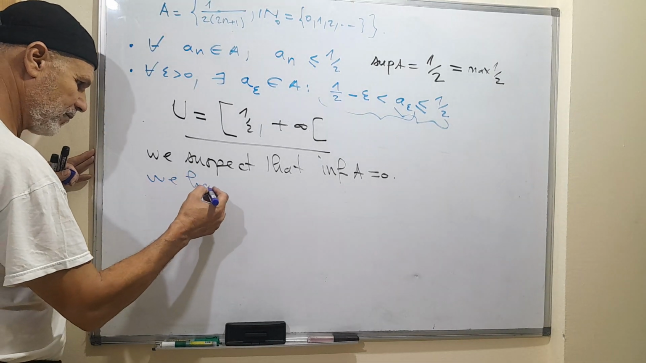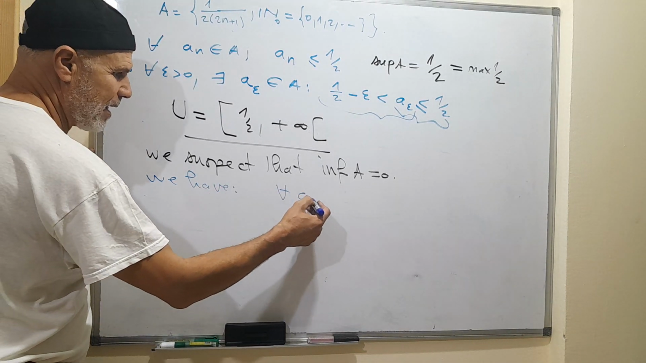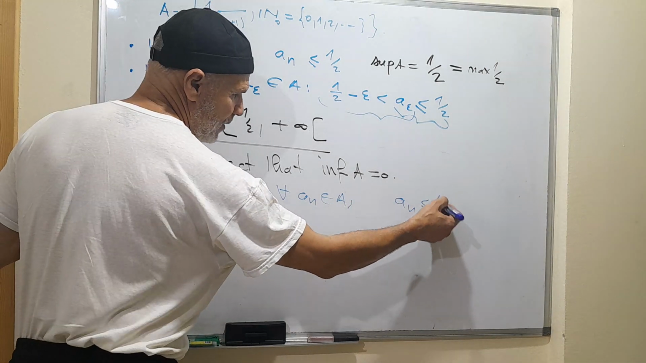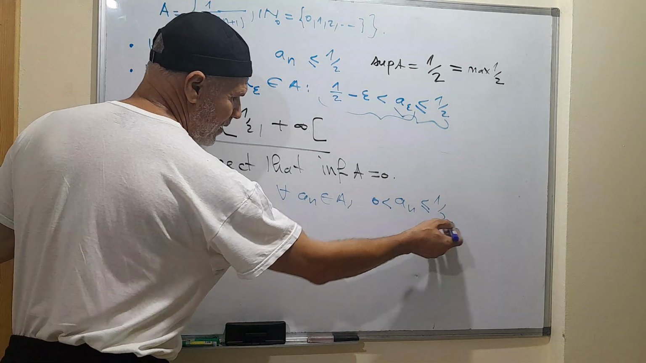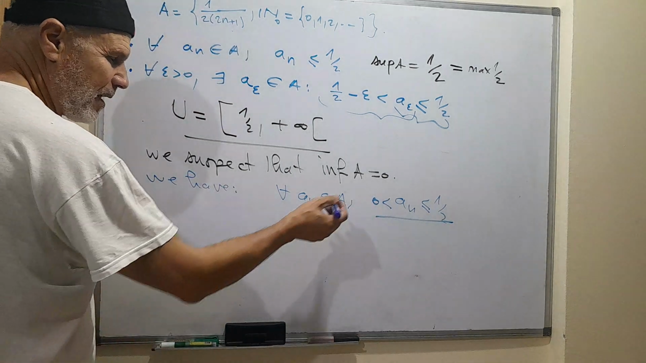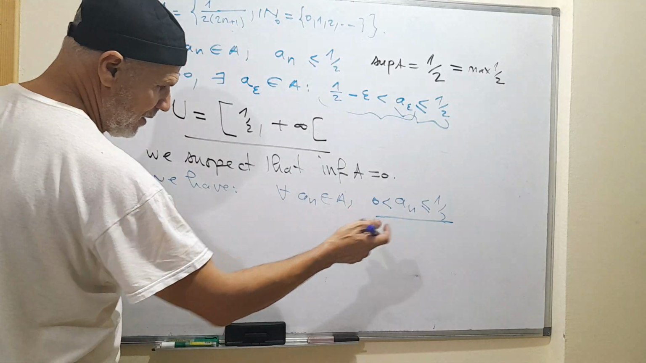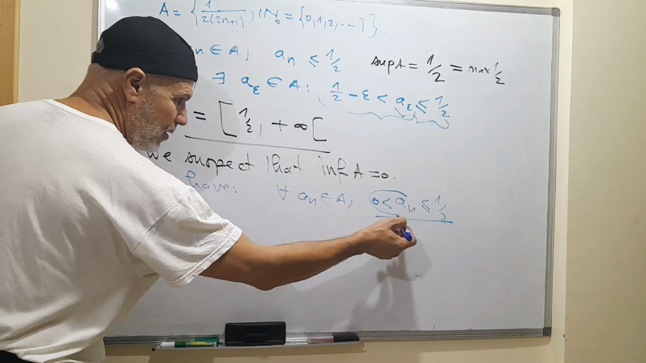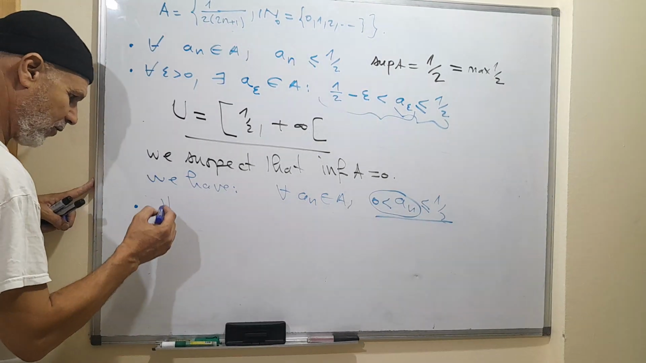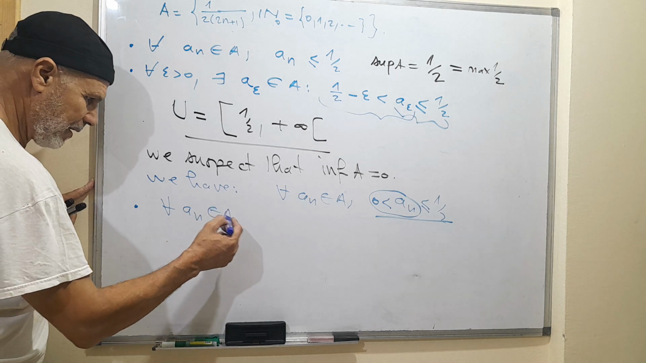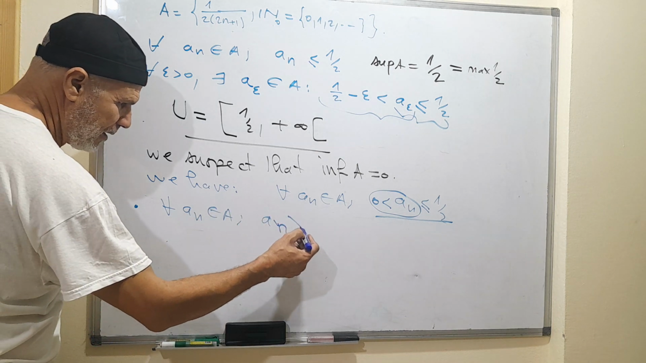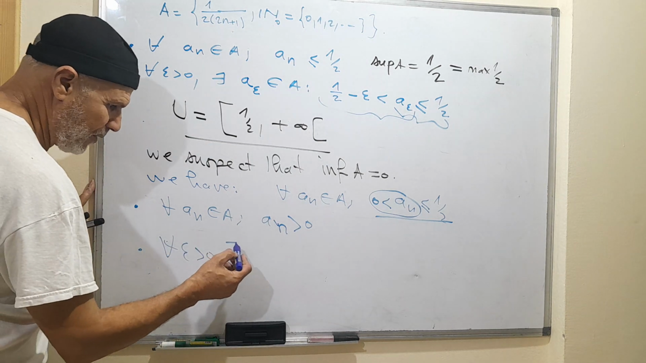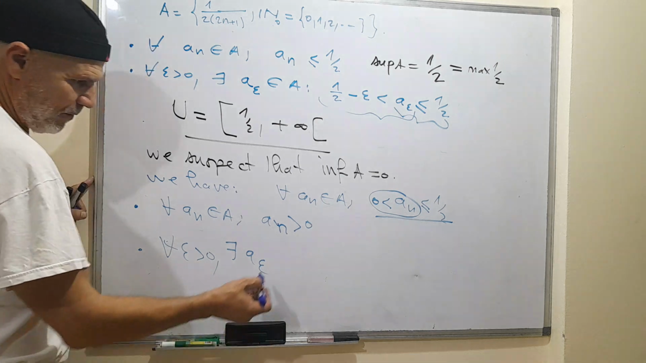For all a_n from A, we have a_n less than or equal to 1/2 and greater than 0. Let us verify that 0 is actually the infimum. For the first condition of the characterization, for all a_n in A, a_n is greater than 0. And the second: for any epsilon greater than 0, can we find an a_epsilon from A?